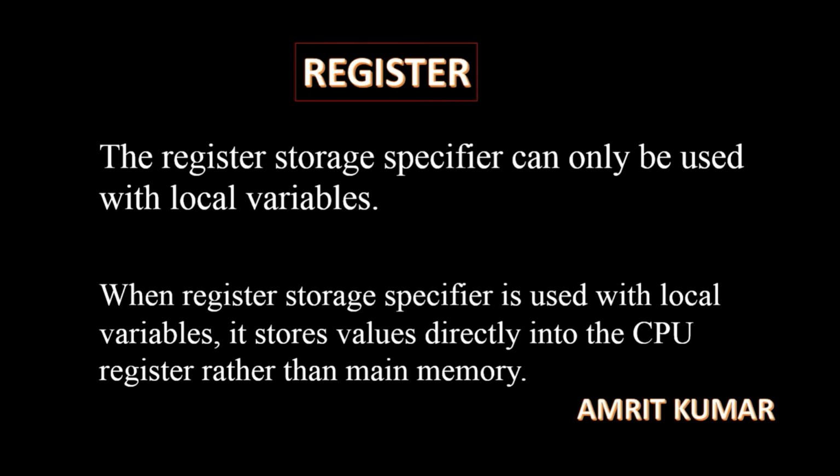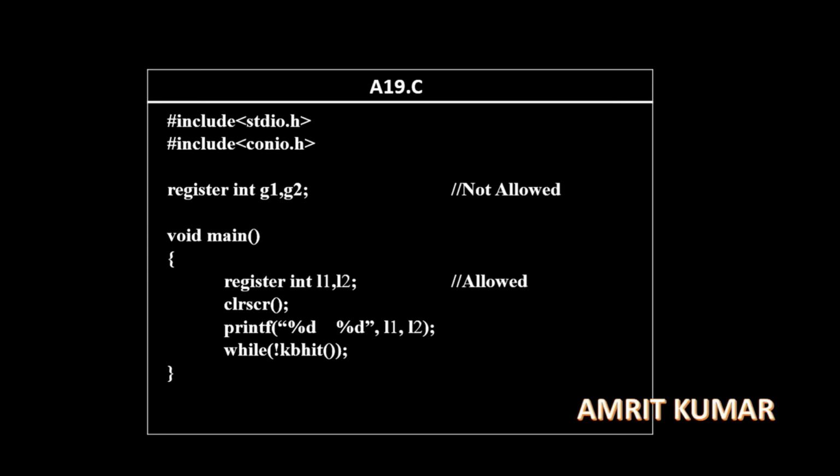So this is so simple. Here you are seeing that we have used the register storage specifier, but it is not allowed here. Why? Because G1 and G2 are behaving like global variables, since they are outside the open and close curly braces. Therefore, we are not allowed to use register here, because register can only be used with the local variable.